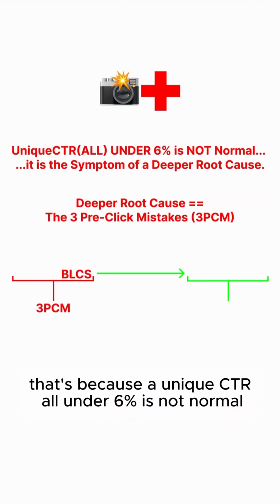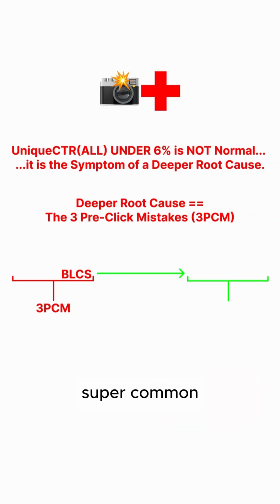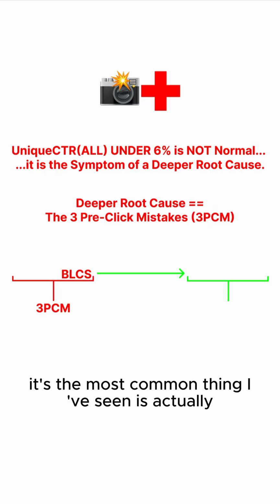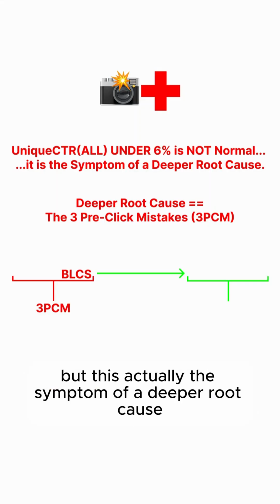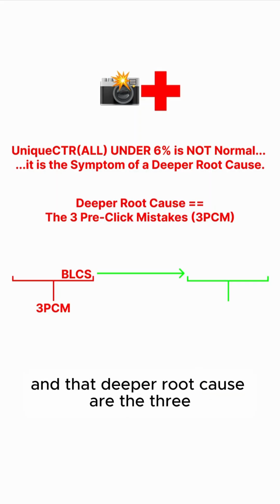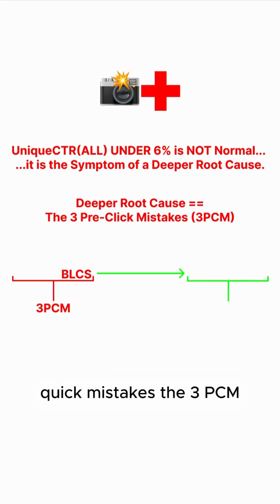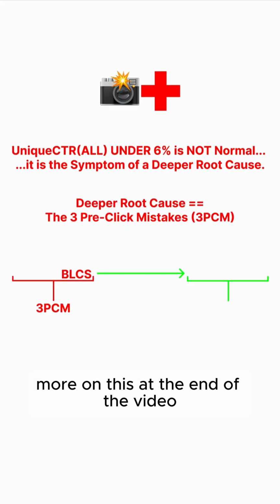That's because a unique CTR under 6% is not normal. It's super common, it's the most common thing I've seen, but this is actually the symptom of a deeper root cause. And that deeper root cause is the three pre-click mistakes, the three PCM. More on this at the end of the video.